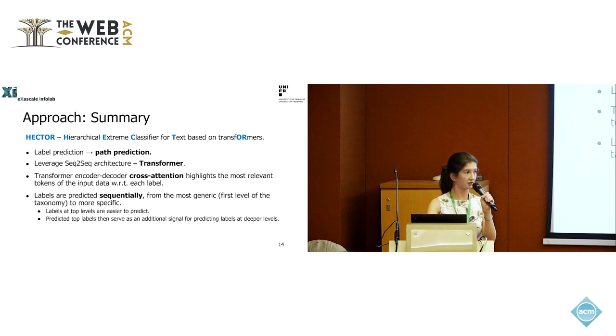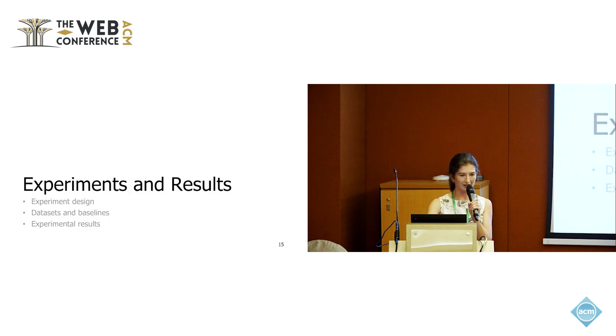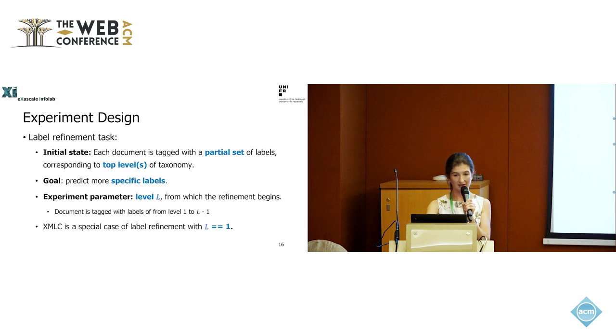So to summarize, with all this in mind, we suggest our model, which is called Hector, which stands for Hierarchical Extreme Classifier for Text Based on Transformer. The main strength of Hector is that it reformulates the problem of label prediction as the problem of path prediction. In turn, it allows us to leverage the full transformer architecture, consisting of encoder and decoder, and benefit from all its cool features like cross-attention and self-attention. And now to experiments and results.